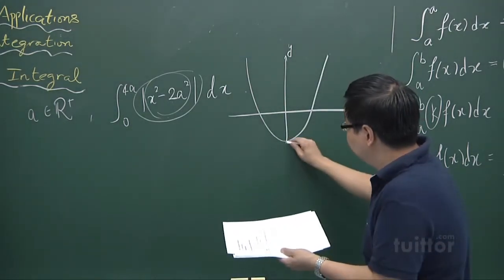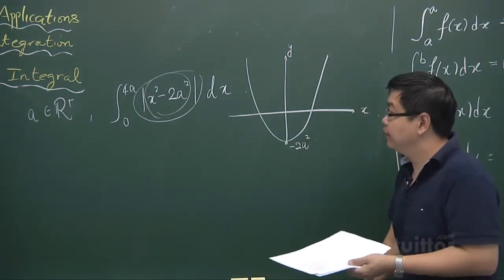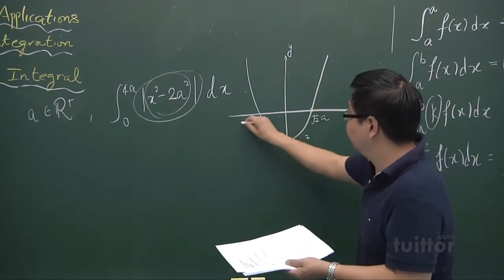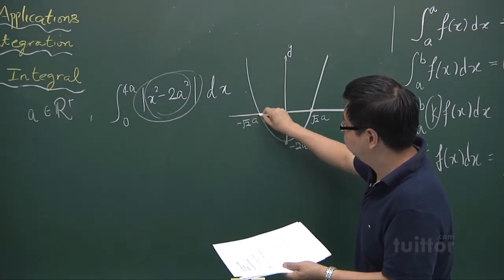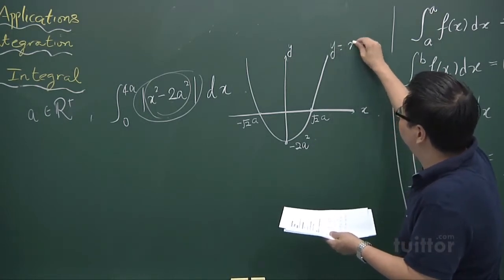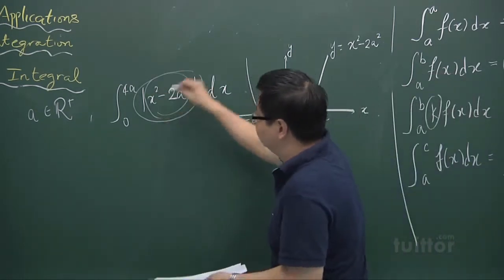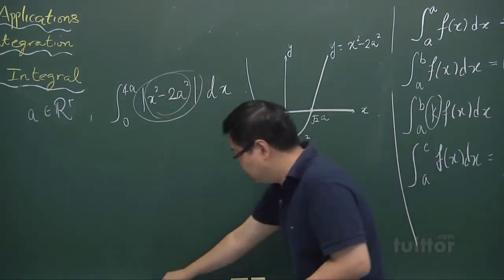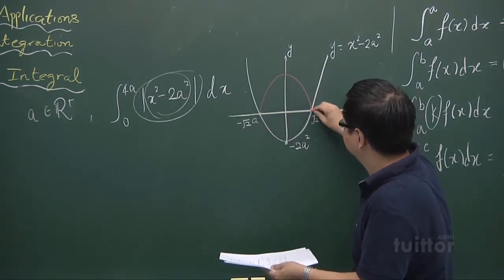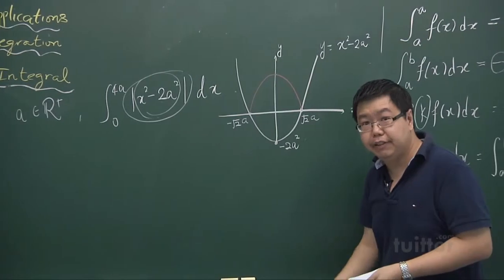Okay, and this minimum point, the y-intercept is minus 2a squared. And of course, this value here is root 2a, and this value here is minus root 2a. So this will be actually the curve y equals x squared minus 2a squared. When you take the modulus of this curve, it becomes as follows. The portion that is below the x-axis flips up like this, and the portion that is above the x-axis, we can leave it as it is.